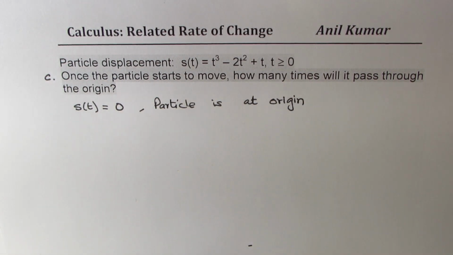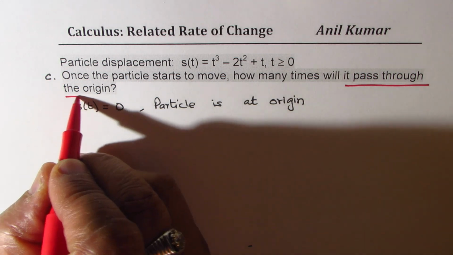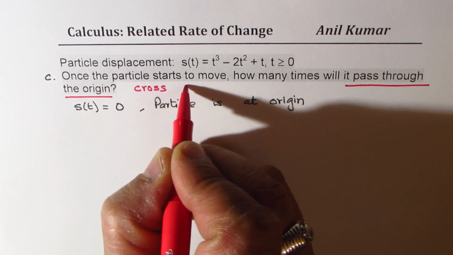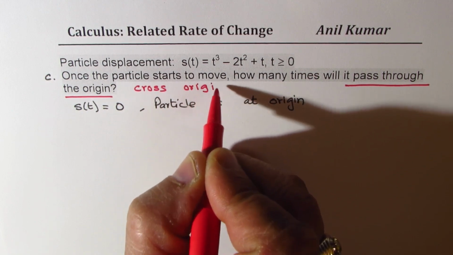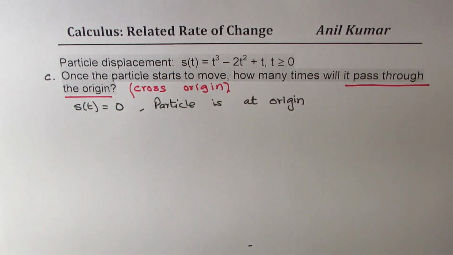Perfect. Now the key here is, how many times will it pass through? That means it has to cross the origin. Is that okay? It has to cross the origin. So that is, I think, the key of understanding. So we are asking how many times will it cross the origin, not how many times will it be at the origin. So I hope that part is absolutely clear, right?